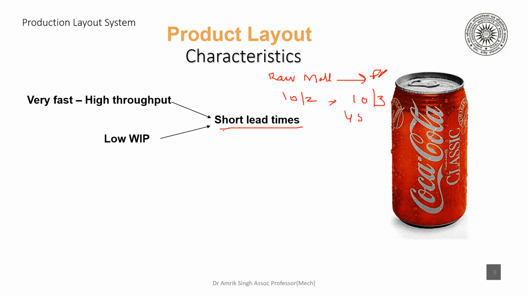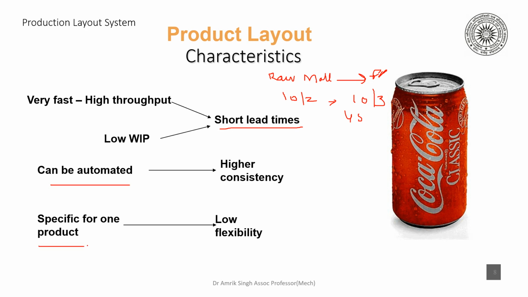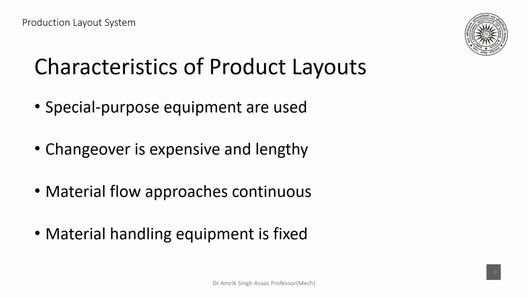So it is suitable for those materials which have a shorter lead time. That means faster throughput. It is also there for products which can be automated, that means they should have consistency, and it is specific to one product. That means the flexibility is very low. Suppose we are making this Coca-Cola can, and if we want to shift to the glass bottle, we cannot produce it in that same plant. So the flexibility to change is very low.